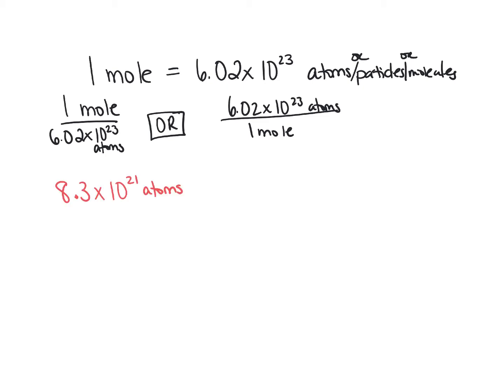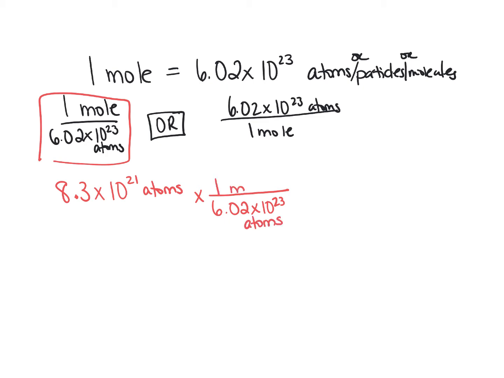So if I'm given 8.3 times 10 to the 21st atoms, then that means I'm going to want to use the conversion factor that has atoms on the bottom. So I'm going to want to use this one. The reason is that I'm going to multiply by that conversion factor, and I'm going to want to no longer have atoms. So I want to use the conversion factor that has atoms on the bottom. What that means is that my unit of atoms is going to cancel out.